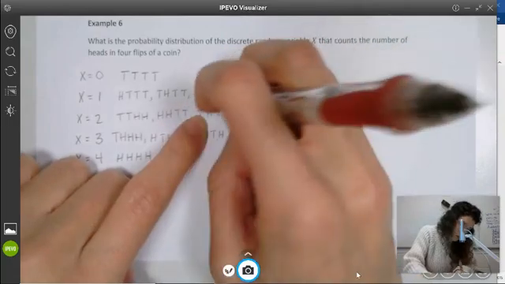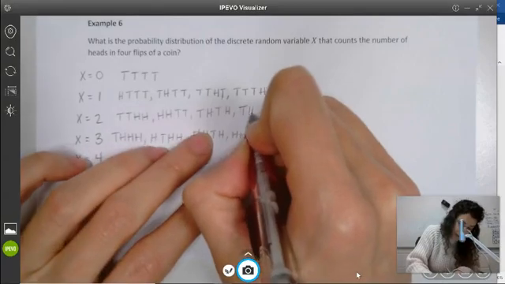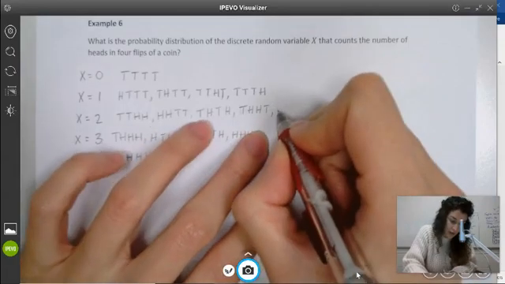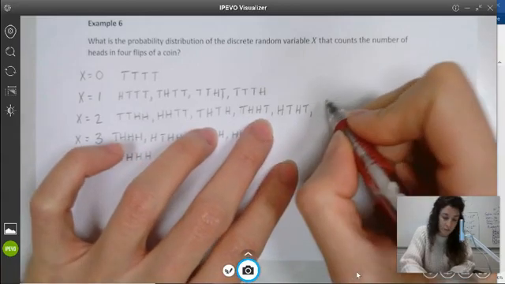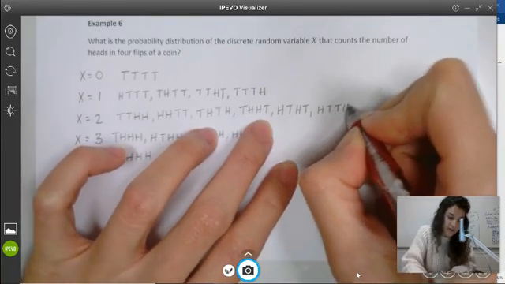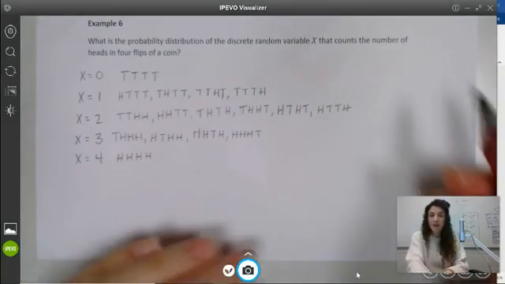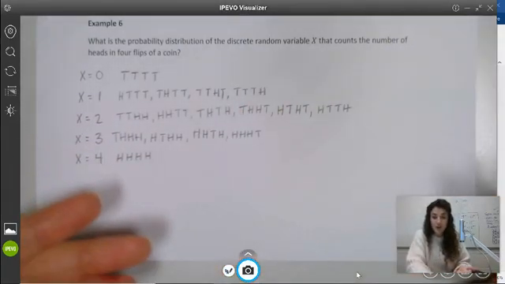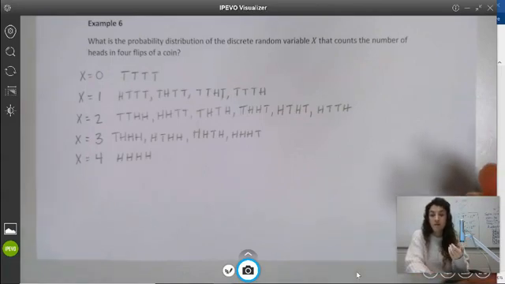It could be tail, head, head, tail. Or we could do head, tail, head, tail. Or again, that same thought process as before, head, tail, tail, head. And those are all of the occurrences of when only 2 heads show up. So sometimes for me, I like to visually write it out like this. I think it's hard to understand what the probability distribution is if you don't understand all the possible outcomes or all the possibilities of doing it this way.